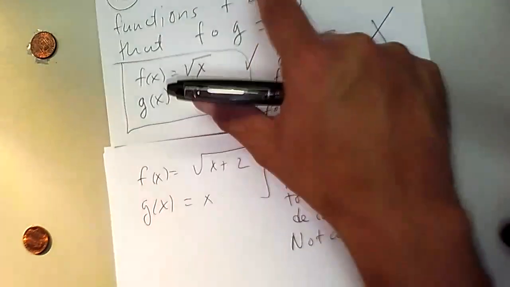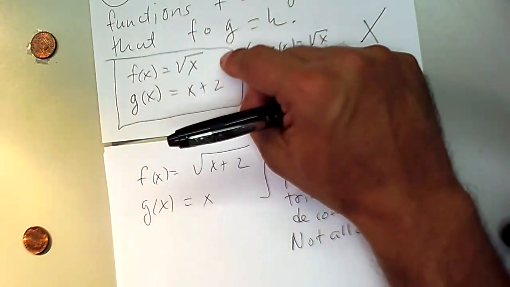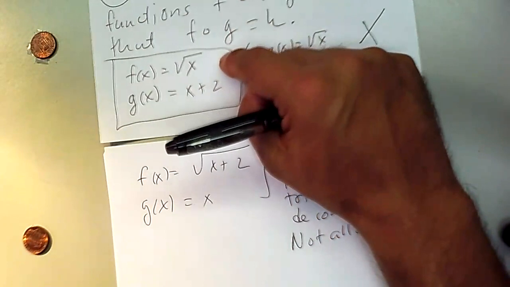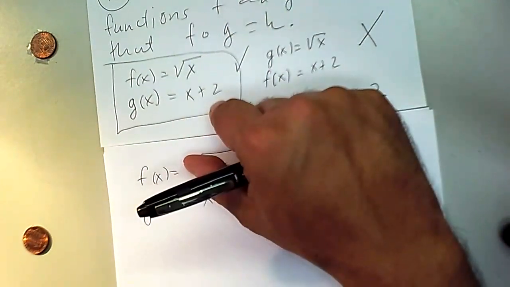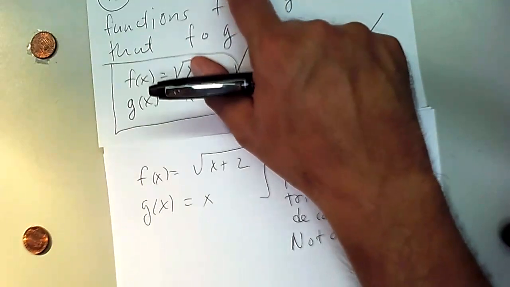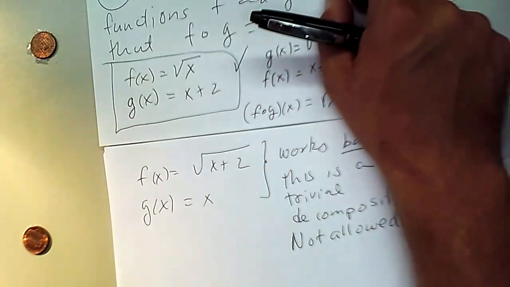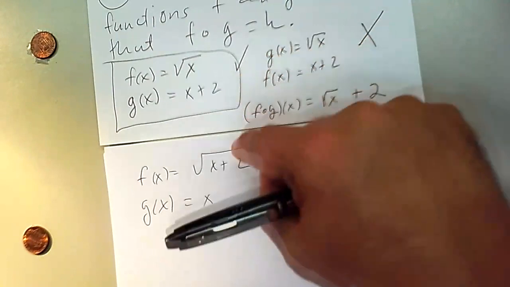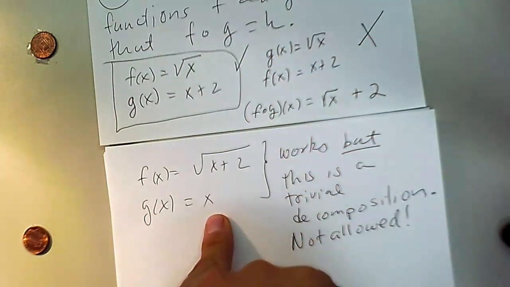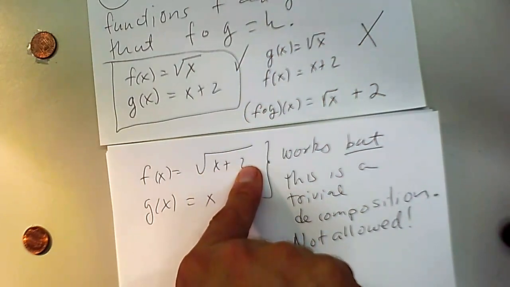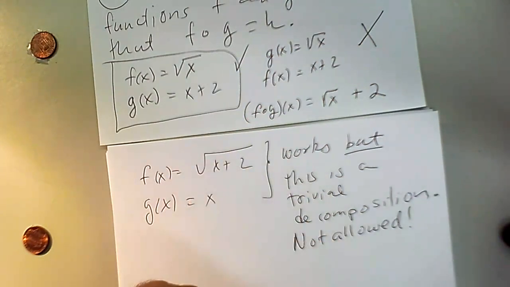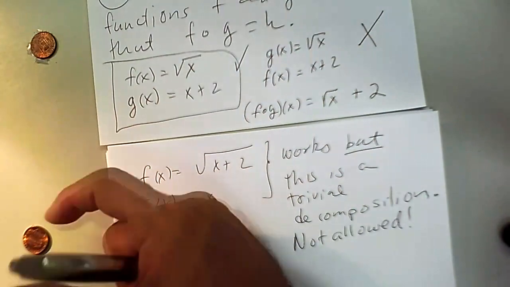When we are decomposing a function, we want to break it up into simpler parts. Square root of x is simpler than square root of x plus 2. x plus 2 by itself is simpler than the square root of x plus 2. So this does the job. This does not break up anything into anything simpler because we still have the square root of x plus 2. Now, it does work, but it's not simpler.